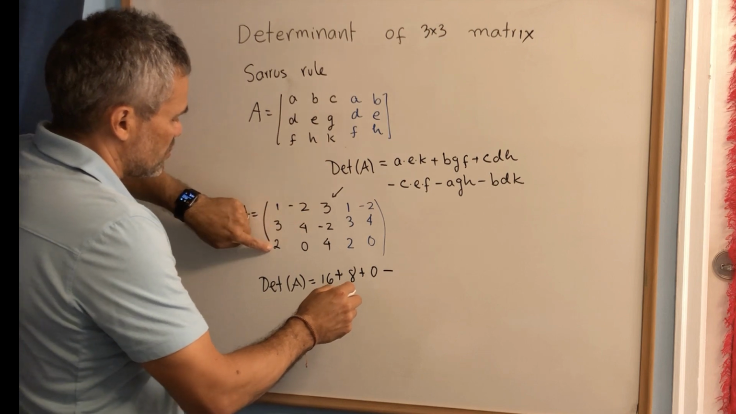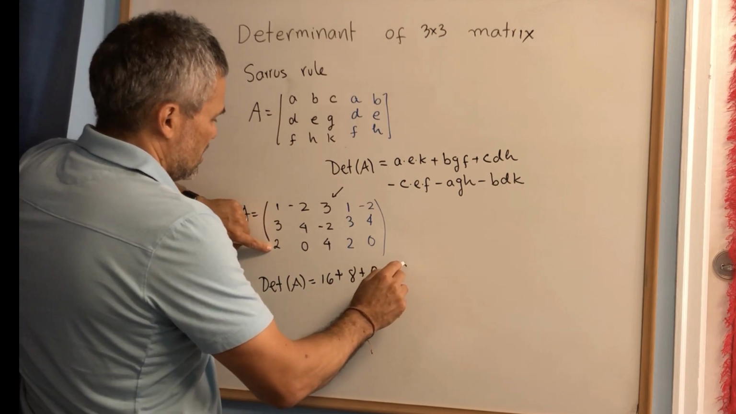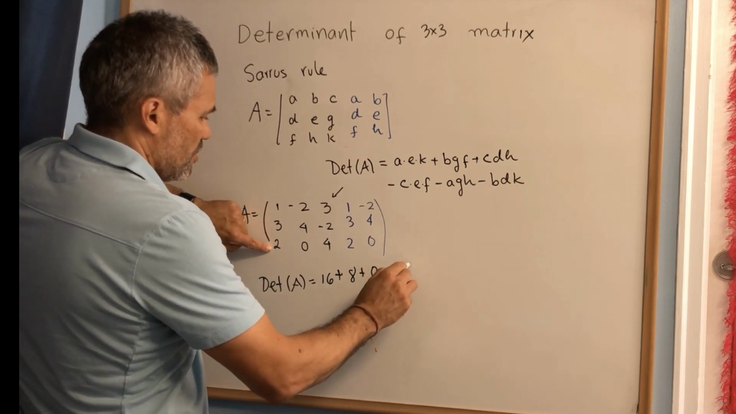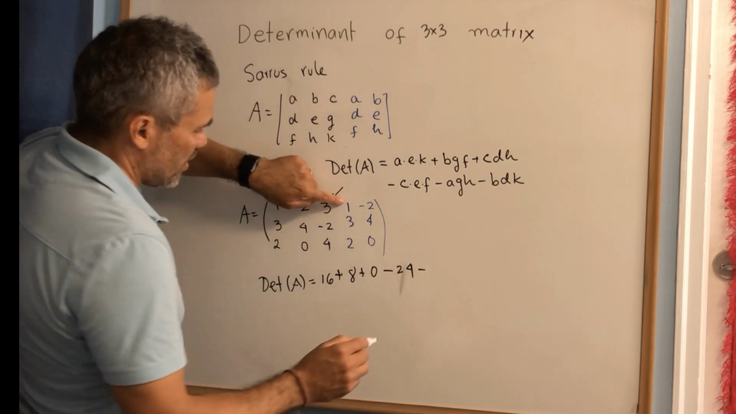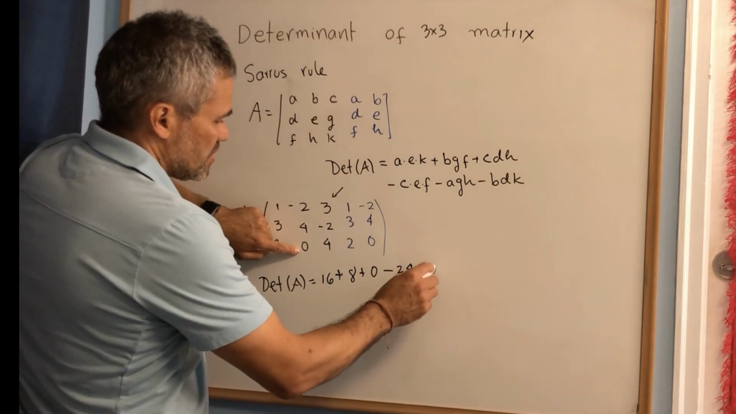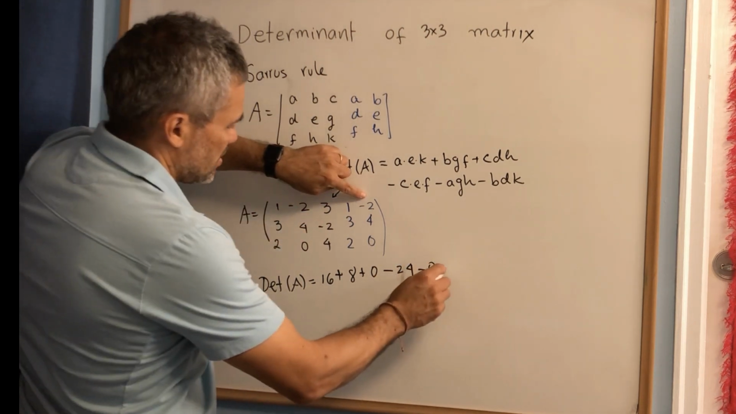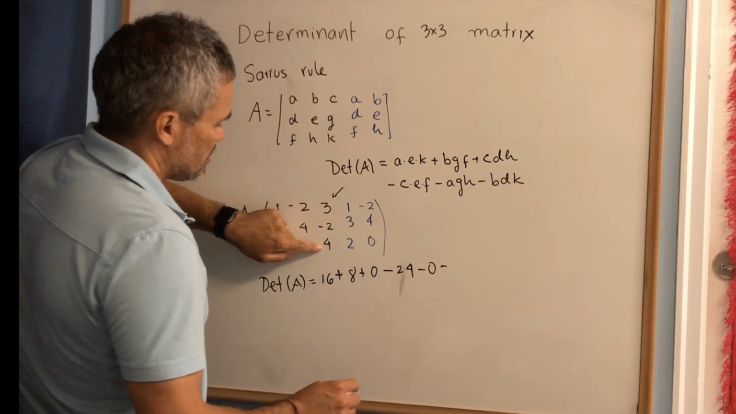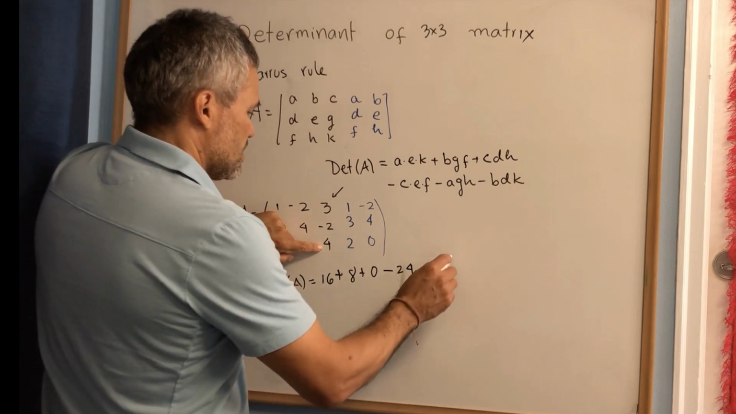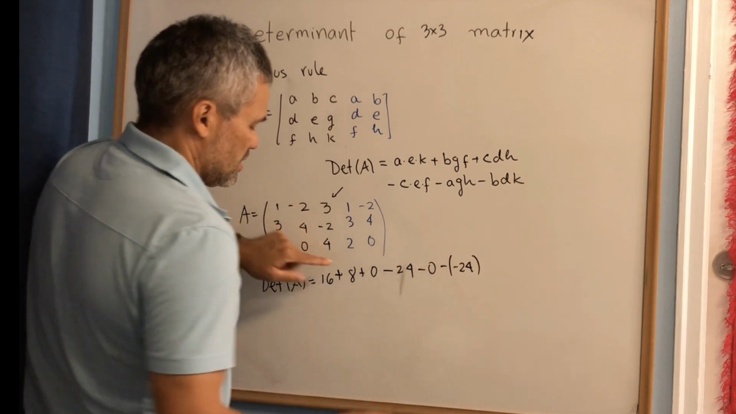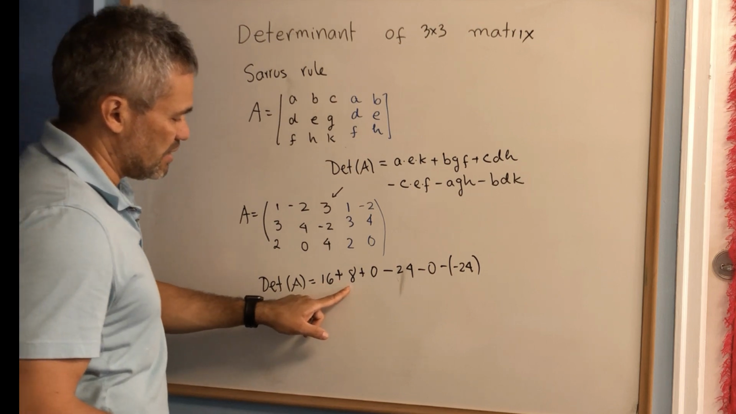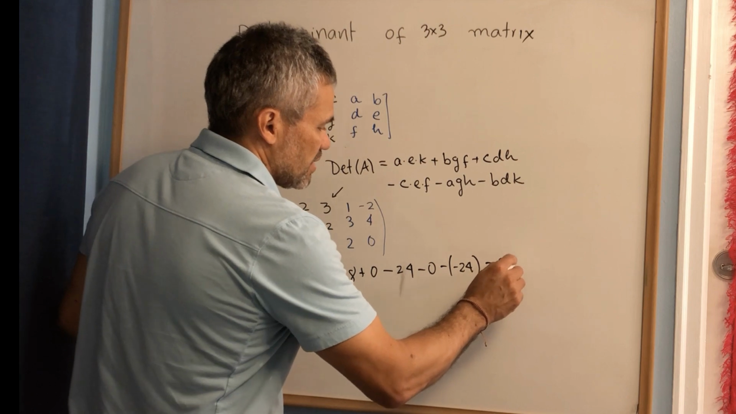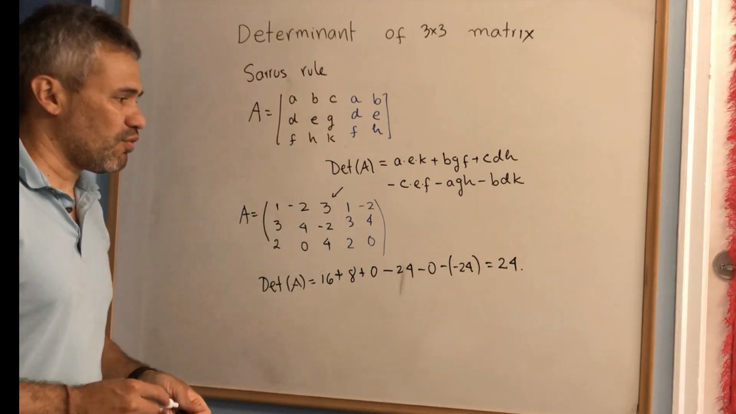3 times 4 times 2 is 12, 24, minus 1 times negative 2 times 0, which is 0, minus negative 2 times 3 is 6, times 4 is negative 24. This is 16 plus 8, 24, minus 24 plus 24. Then this determinant is equal to 24.